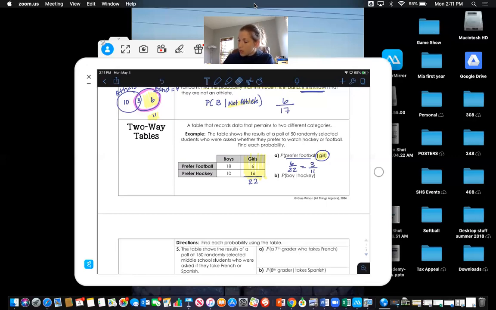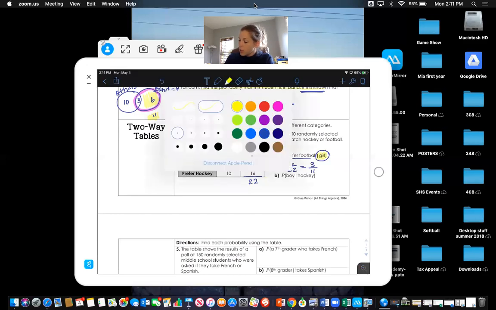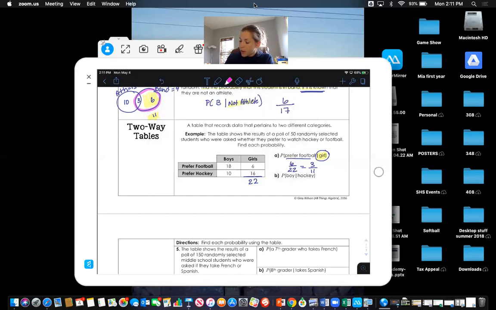Looking at my next question, it says, what's the probability that they are a boy given that they prefer hockey? Here are my prefer hockey people, all of those people. Those are the only ones that I'm allowed to look at, which is a total of 26. And how many of those are boys? 10 of them are. That reduces to 5 out of 13. So sometimes I think tables are easier to look at because it's just easier to eliminate the things that are not in your sample space that you're allowed to look at.